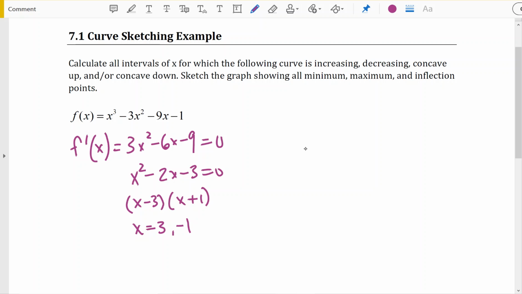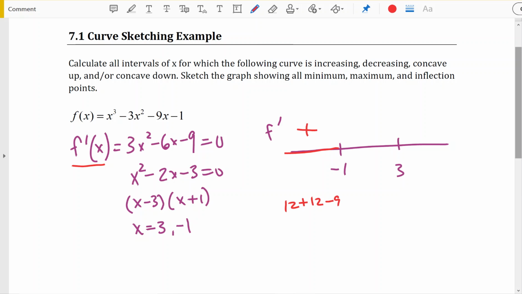What I'm going to do to organize my work, I'm going to create a number line with negative 1 and 3. And I'm going to test the first derivative over each of these three intervals and see if the graph is increasing or decreasing in those sections. So for this first interval, I'll plug in something less than negative 1, say negative 2. We have to plug it back into the first derivative here. 12 plus 12 minus 9. All we care about is if it's positive or negative. We've learned that the graph is increasing over that interval.